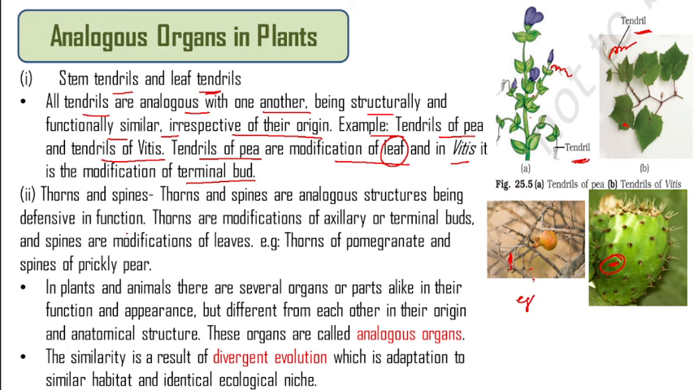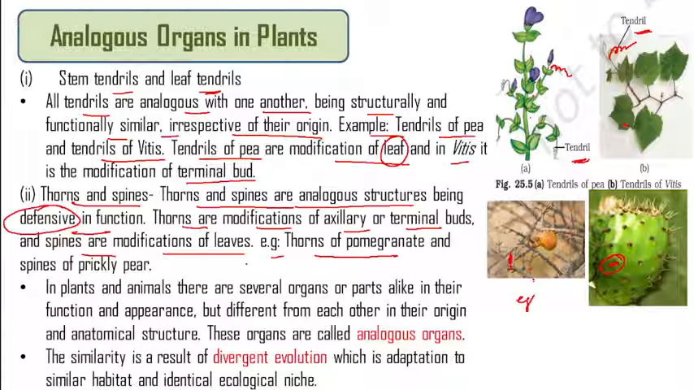So thorns and spines are analogous structures, being defensive in function. The function of both the organs is defensive in nature. The thorns are modifications of the axillary or the terminal buds, and spines are modifications of leaves. Example, thorns of pomegranate and spines of prickly pear.